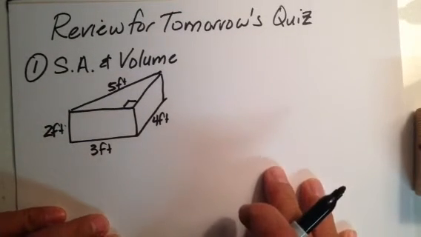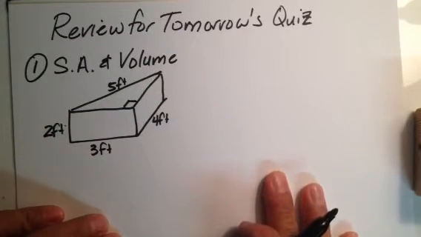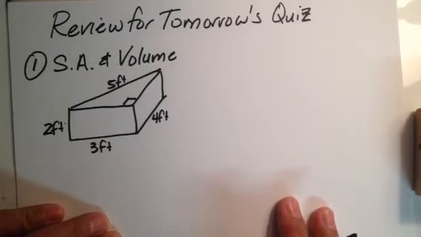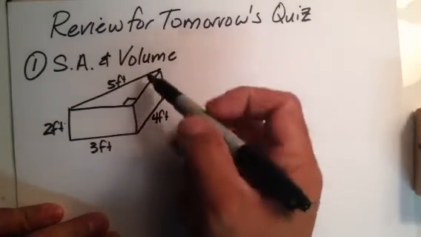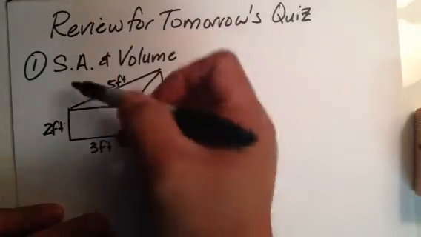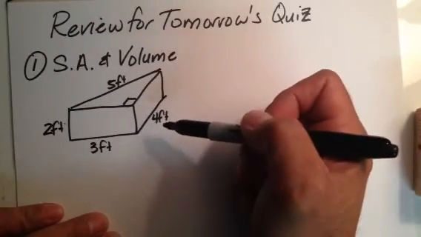So here are some notes for a review for tomorrow's quiz on finding surface area and volume of number 1, a triangular prism, and number 2 is going to be a cylinder. So if you have this triangular prism, you notice that the top and the bottom are the triangles, and then the front, left, and the right side are the rectangles.